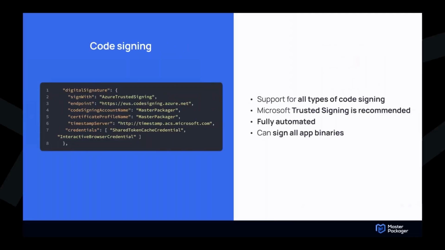Code signing, we support all types of code signings. Microsoft Trusted Signing is recommended. Microsoft has done a really amazing job with their trusted signing, so we highly suggest to use that. It's also a very affordable solution, and you can fully automate this and sign also all your binaries in your app.